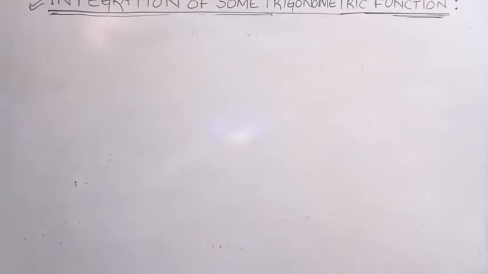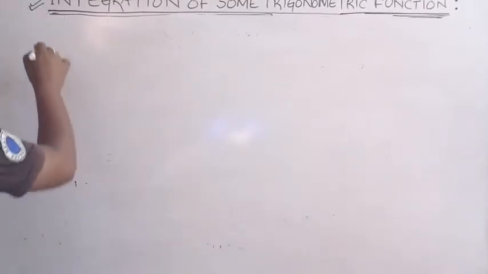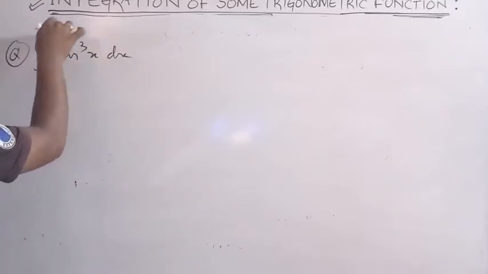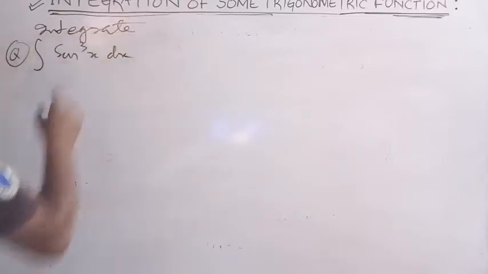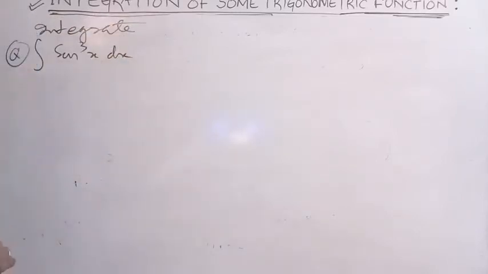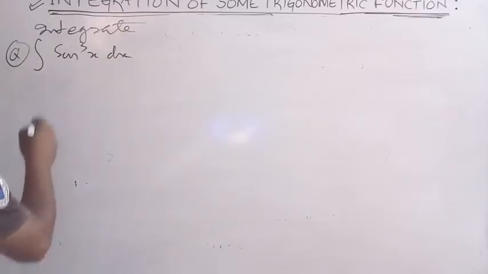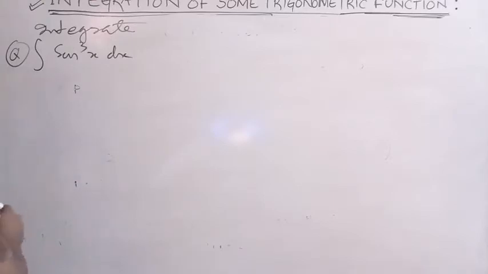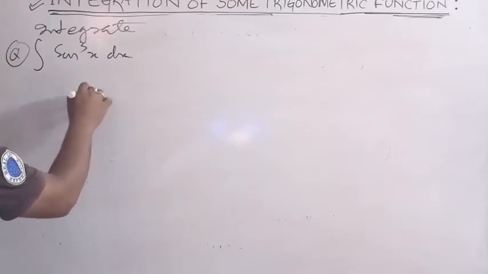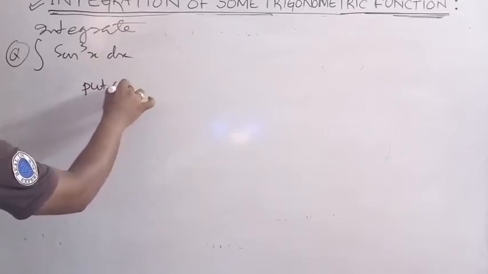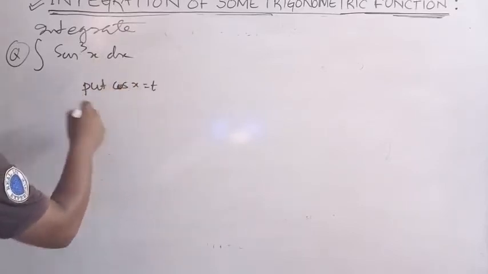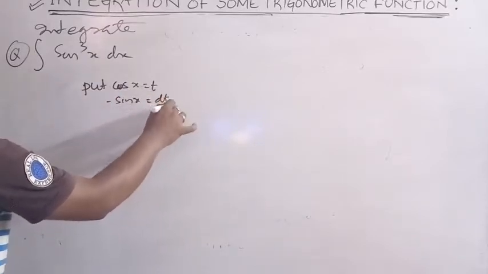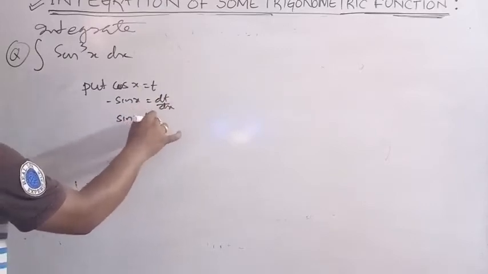Now odd powers. For odd powers, integration of sin cube x dx. This can be done in two methods. First method: odd power present, so put cos x equal to t. Differentiating, minus sin x equals dt by dx. So sin x dx is equal to minus dt.